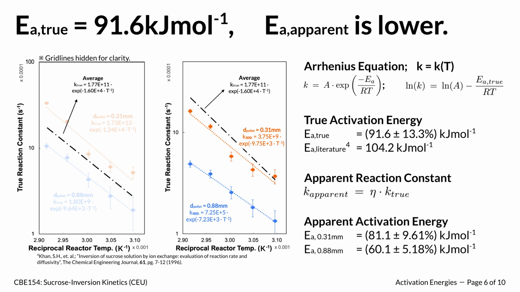And by finding the slope of the log plot, we computed the apparent activation energy, in which 60.1 kilojoules per mole was the activation energy for the 0.88 millimeter pellet. Although our team is slightly skeptical of this value because we expect larger diffusion constraints to increase the measured apparent activation energy, we decided to go with this value.